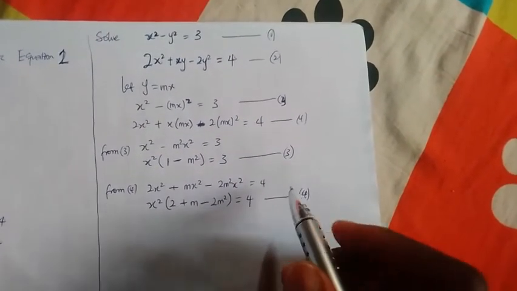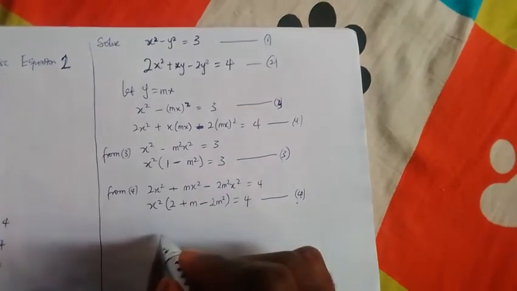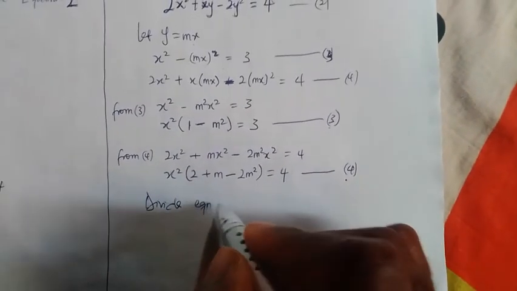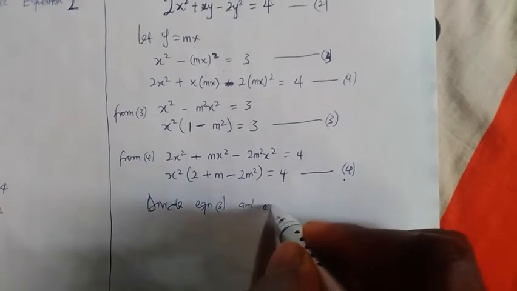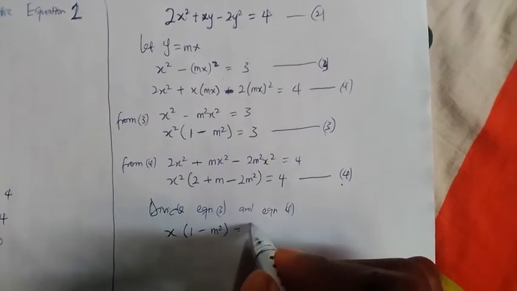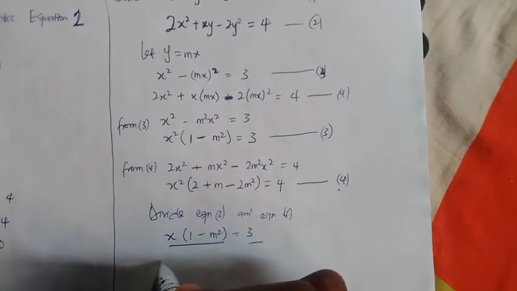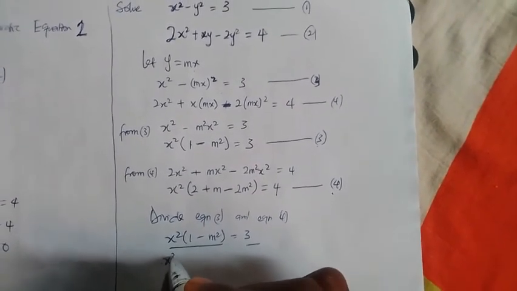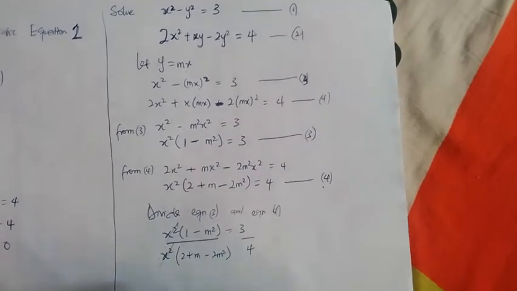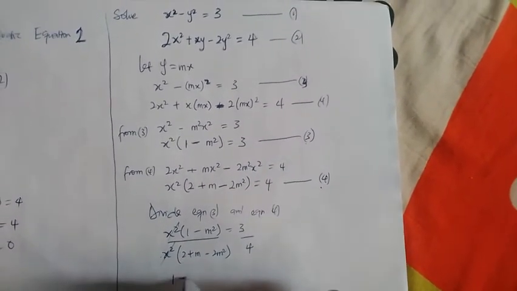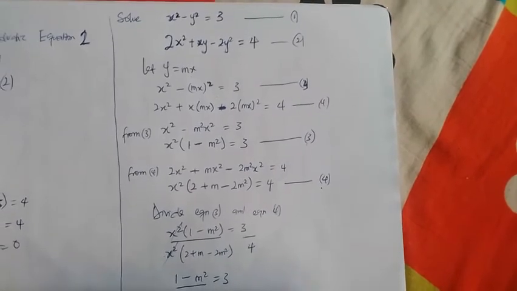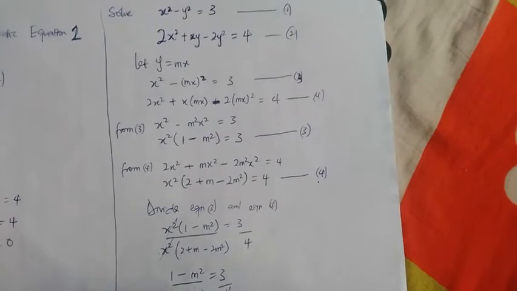Now from there, what I'm going to do is let equation 3 divide equation 4. That becomes x squared into 1 minus m squared equals 3 over x squared into 2 plus m minus 2m squared equals 4, of which the x squared cancels out. What remains is 1 minus m squared over 2 plus m minus 2m squared equals 3 over 4. Now cross multiply.